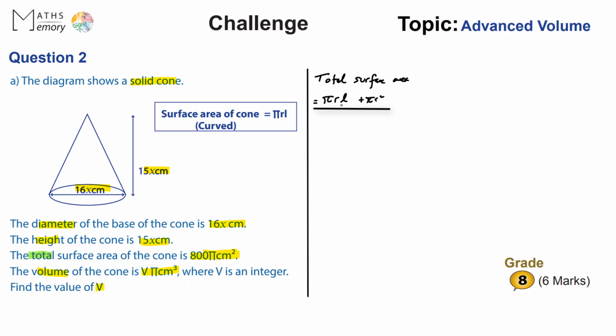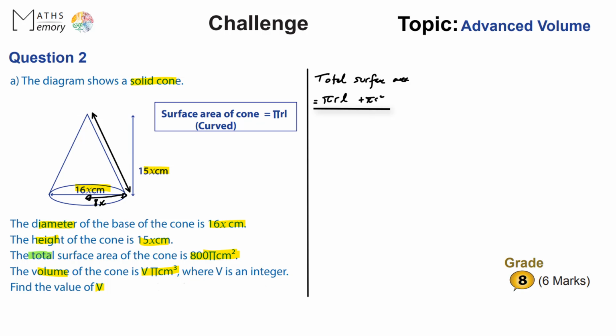Now we have the radius. The radius is simply going to be half of 16x, which is 8x. So that's quite easy to find out. The question is, how do we find out L? Now L, remember, is this diagonal length, and we always use something called Pythagoras to find this out.